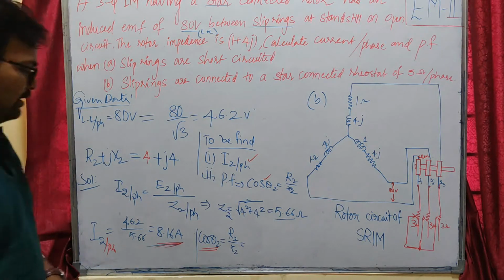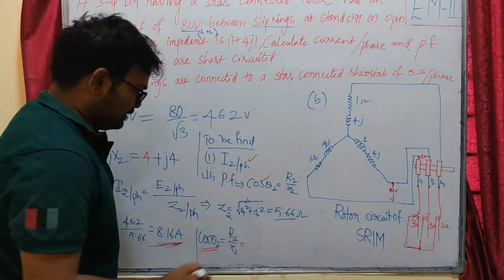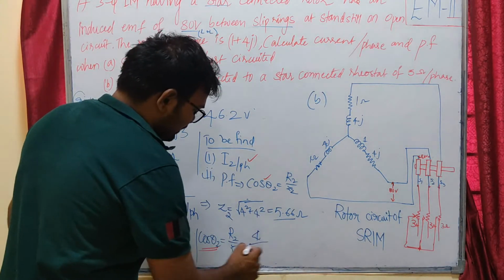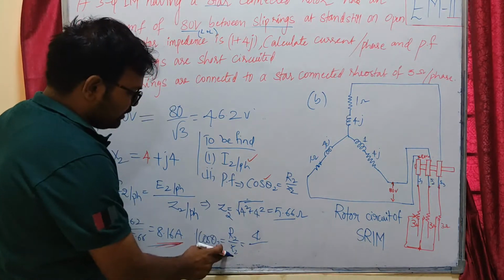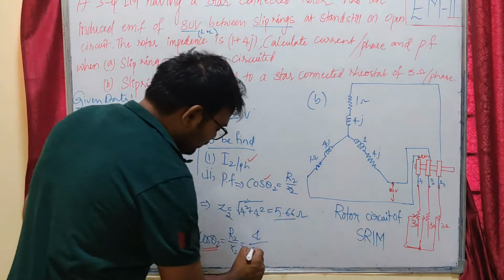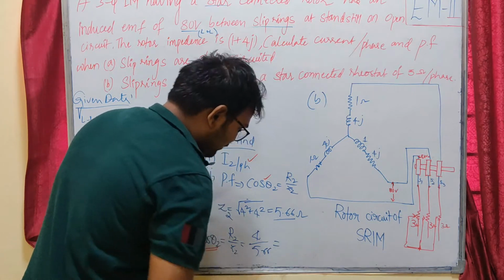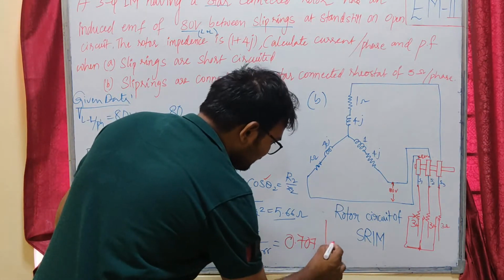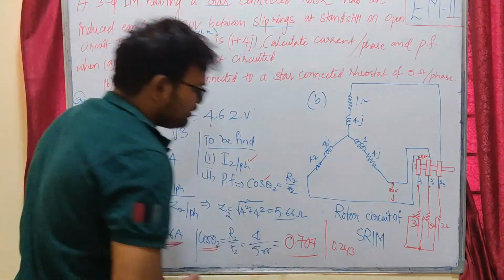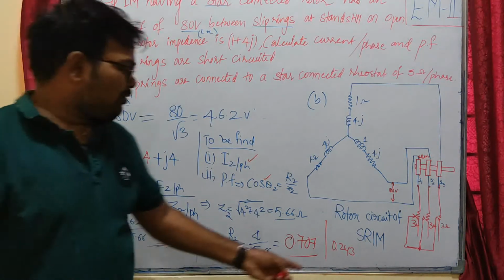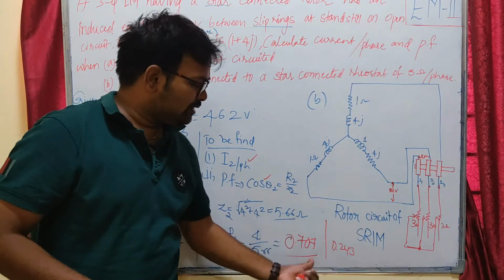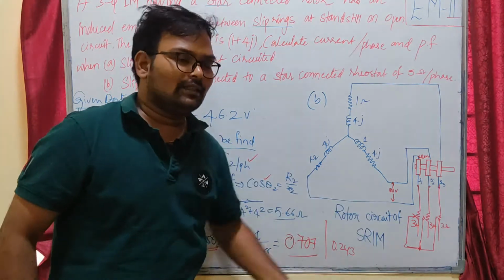Let us find the power factor. Because the resistance has been changed, our power factor will also change. I can find it by R2 by Z2. So R2 is 4 ohms and Z2 is 5.66. The value will be around 0.707. Earlier it was 0.243. Now it has increased to 0.707. That means our rotor power factor has increased a lot from 0.243 to 0.707 when we added the external resistance of 3 ohms.